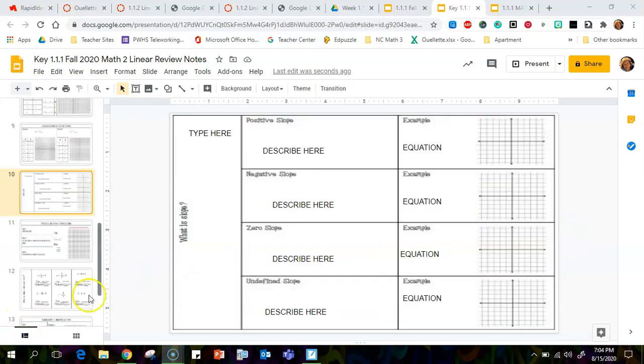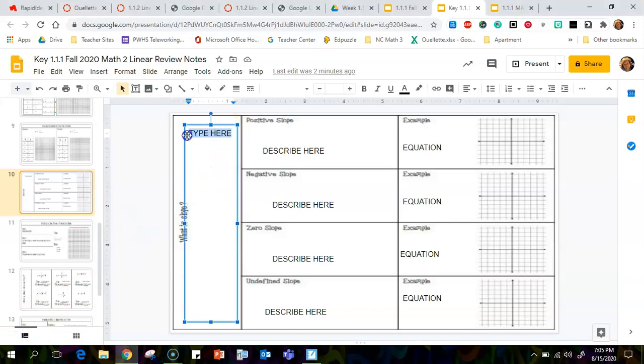Okay, slide 10. So what is slope? We're going to talk about what the slope of a line is. So backspace that, type here, and then we're going to type right here. Slope is rise over run, and I'm sure you've heard that before. And when I say over, I mean like a fraction bar, but we're not going to be able to draw that.